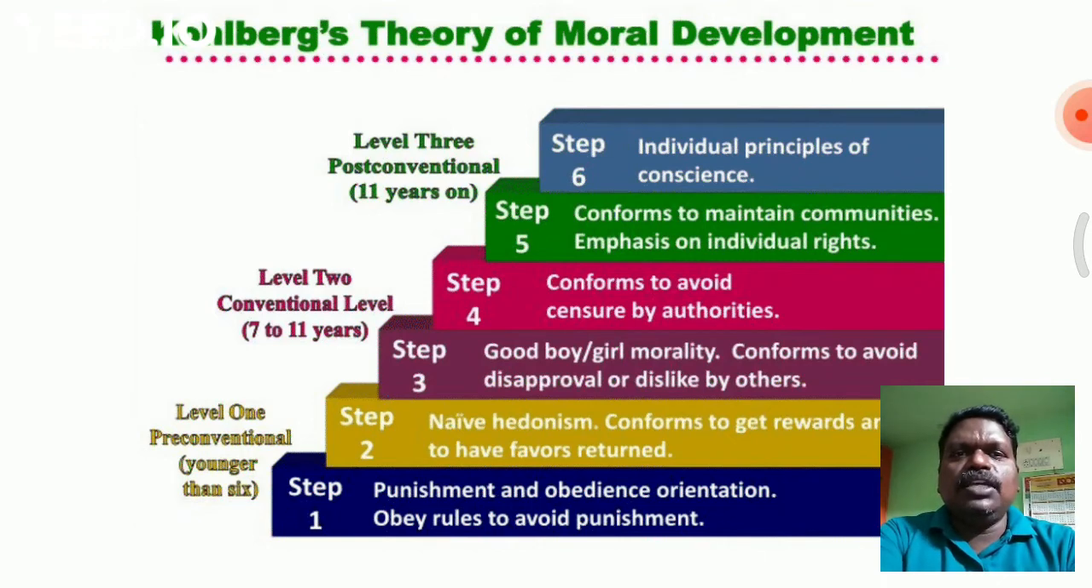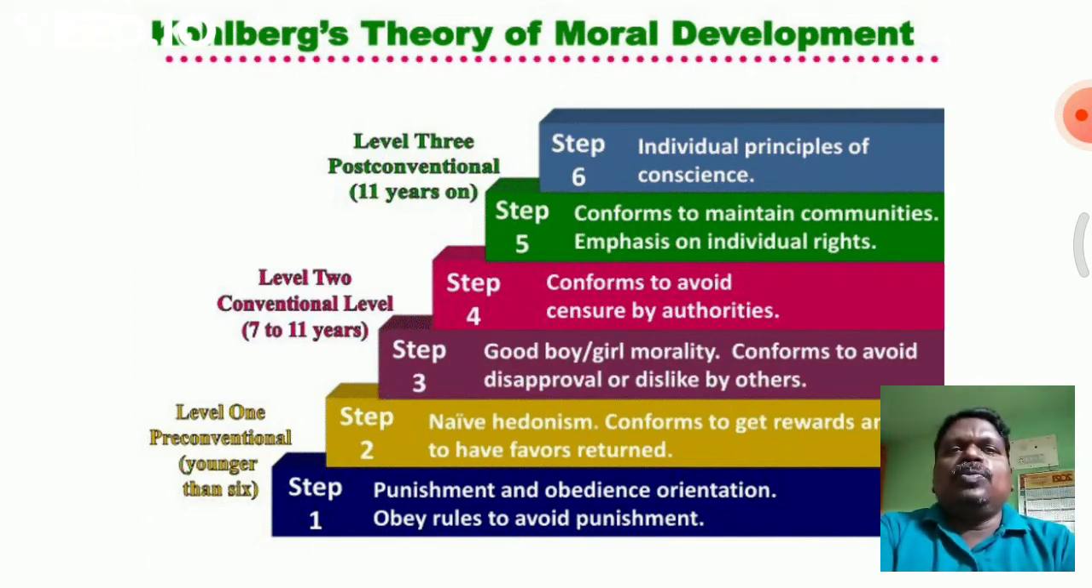So next is level 3, you can say post conventional, above 11 years, that comprises of step 5 and 6. So conforms to maintain communities, emphasizes on individual rights in step 5 and individual principles of conscience in step 6. So from this you can say, through experience and through age, there will be some development in their knowledge, belief, and understanding. So principles are being automatically cultivated. So that is the belief made by Kohlberg under this theory of moral development, that is going to give solution for your moral issues or dilemma through your moral autonomy.